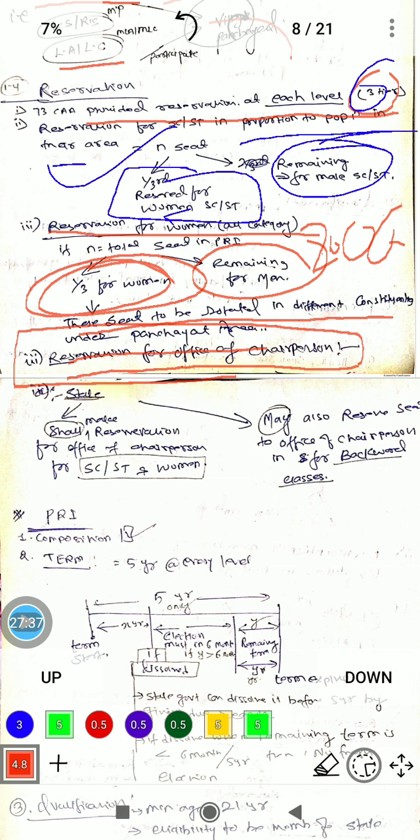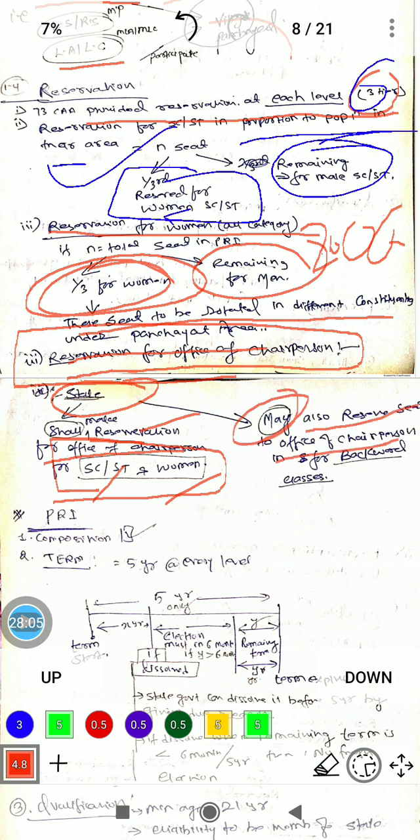So for the office of chairperson, there will also be reservation in the election. For the state, it is mandatory that the state shall make reservation for the office of chairperson for SC/ST and women. But it may also reserve seats for the office of chairperson for backward classes. Okay, so this is all about the reservation we have talked about here.